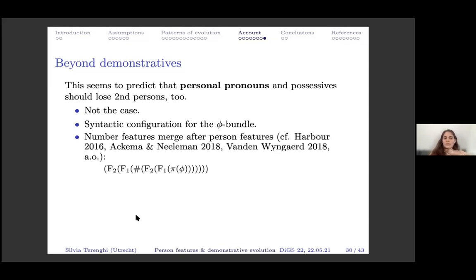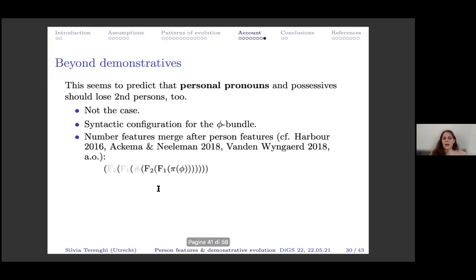And secondly, I also take number features to merge after person features, so ultimately to act on the same functional sequence as person features. So this is an increasing computational load. And so we get the structure that you can see here. So this corresponds to a pronominal paradigm with 3 or 4 persons and 3 or plus numbers. If we lose one of the number features, we are left with the same person system with just 2 numbers. This is the case, say, for English.